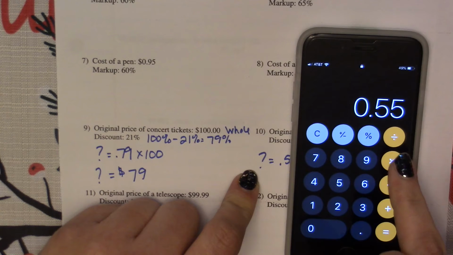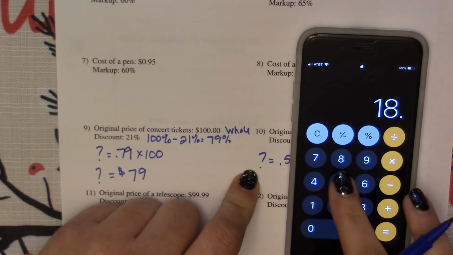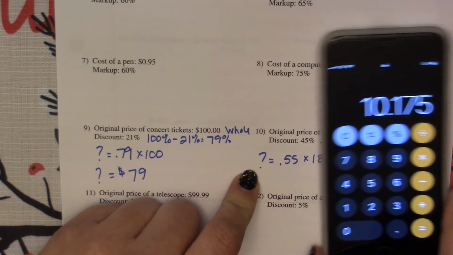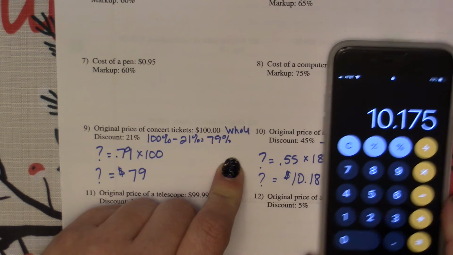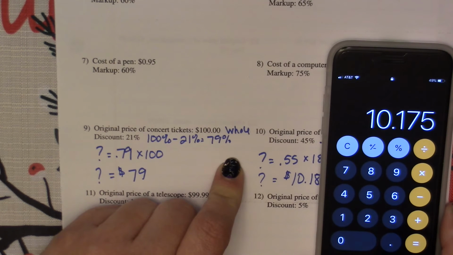So 0.55 times $18.50 gives us a selling price of $10.18. We'll round that up to make it look like dollars and cents.